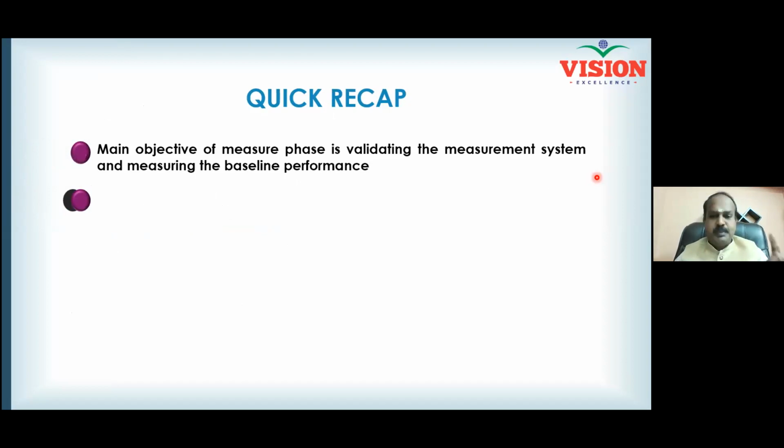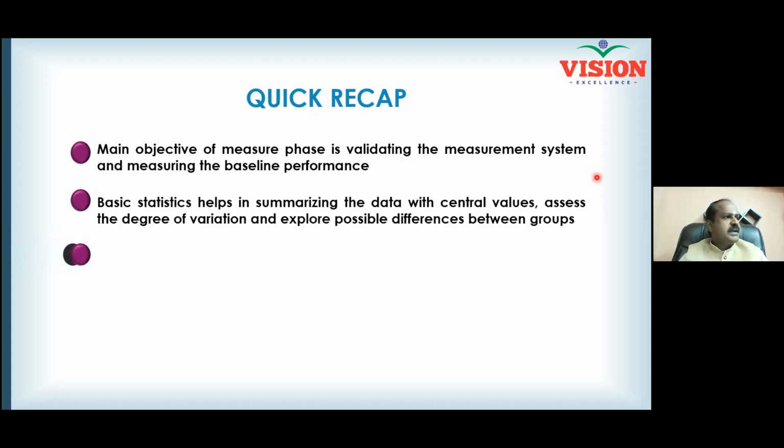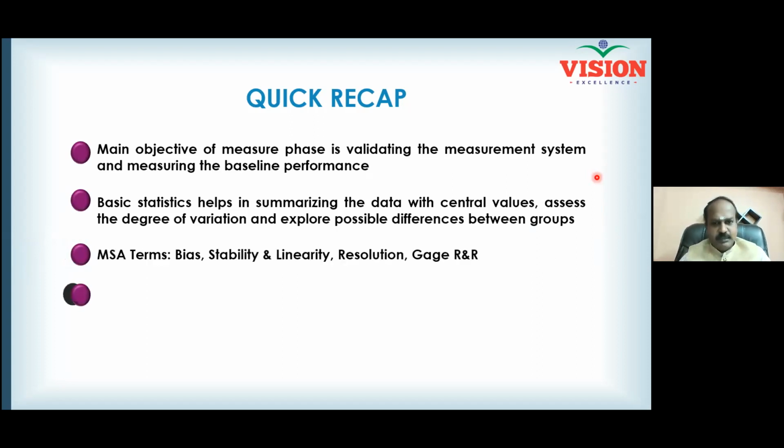Basic statistics will help in summarizing the data. Yeah, because statistics is always required. See here, when I conducted the gauge study also, I used the average. So always statistics will help you to summarize the data with the central value. Only with the central value, the average, we understood about the reproducibility. Only with the variation in the data, we understood the repeatability, right? And the MSA terms we learned are bias, stability, linearity, resolution, and gauge R&R. What is required? Gauge R&R should be less than 10% of the tolerance.